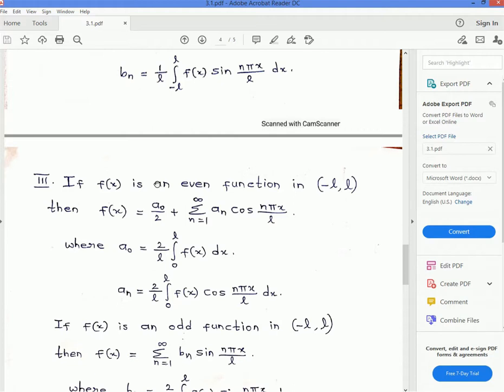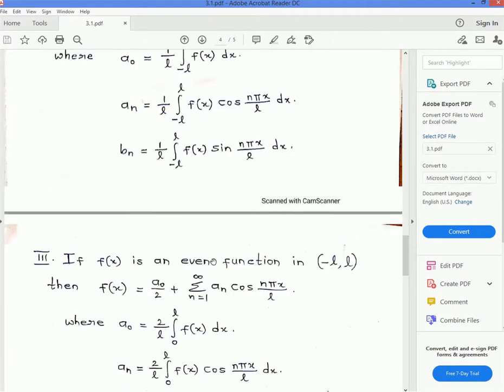Cos of minus theta is just cos theta, so cos theta is said to be an even function. So if f of x is an even function in the interval minus l to l, then the function f of x can be written as a naught by 2 plus sigma n equal to 1 to infinity a n cos n pi x by l, where a naught is 2 by l integral 0 to l f of x dx.